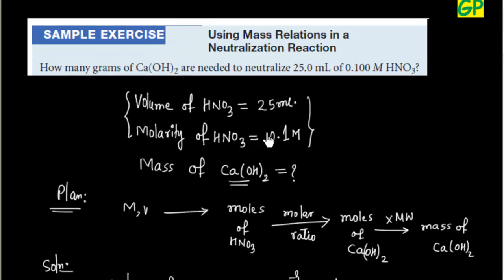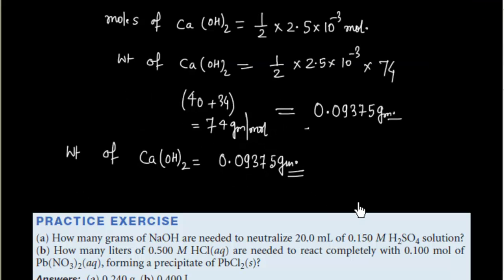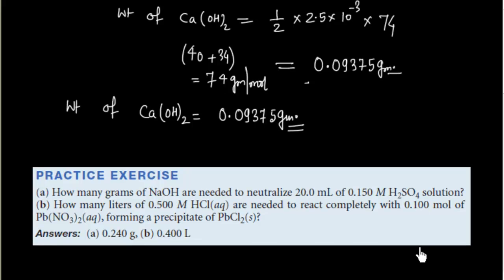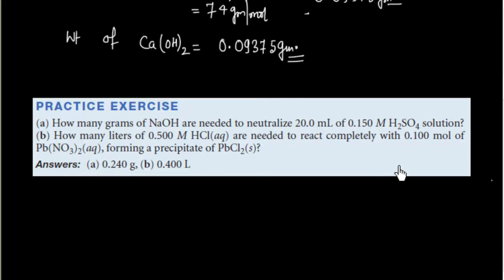This is the mass of calcium hydroxide required that can react with this volume and this molarity of HNO3. So let us do one practice exercise using the same idea. First, how many grams of NaOH are needed to neutralize 20 ml of 0.15 M H2SO4 solution. And the second is how many liters of 0.5 M HCl are needed to react completely with 0.1 mole of lead nitrate, forming a precipitate of PbCl2.